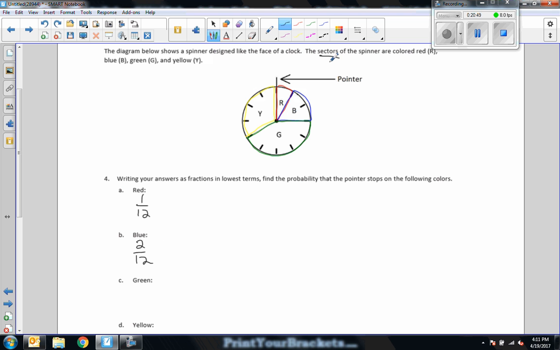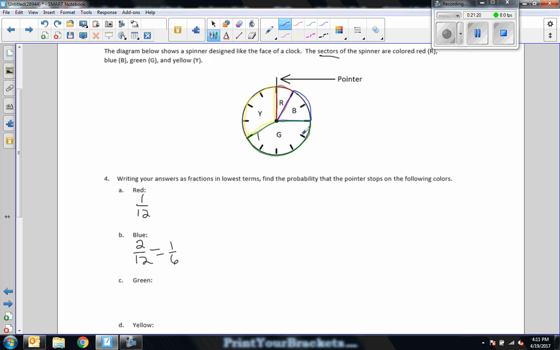Go back and read the question. Right here. Find the probability the pointer stops in the following colors. Write your answers as fractions in lowest terms. A lot of people don't read the directions. Lowest terms. Notice I'm getting frustrated with not reading directions. It is now almost the end of the school year and students are still not reading directions. So blue is 1/6.